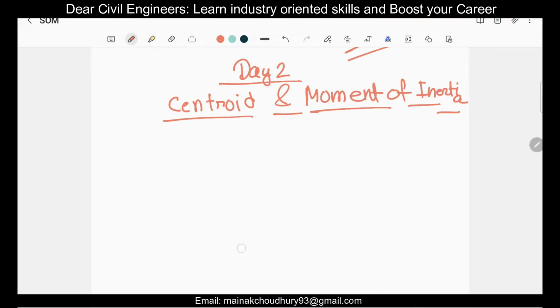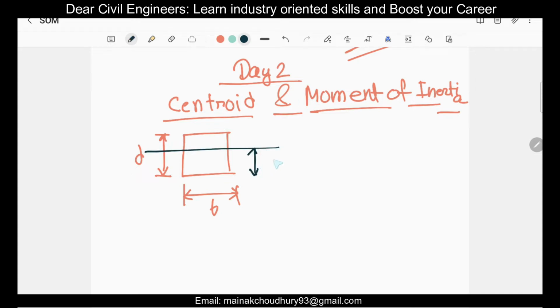First of all, let's draw a figure, a normal figure. Let's draw a rectangle first. This is the normal rectangle, and let this dimension here be D, and this dimension here be B. Now if we find the centroid first, the centroid in this direction will be D by 2, and this can be called the y bar, and the centroid in this direction is B by 2, it can be called x bar.